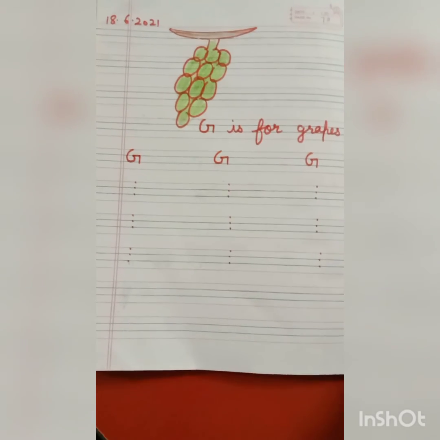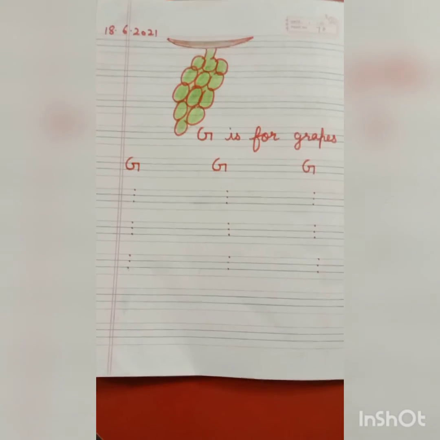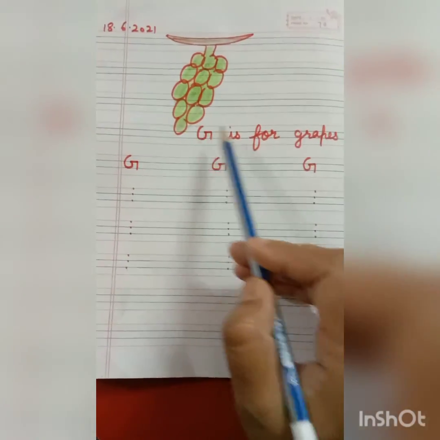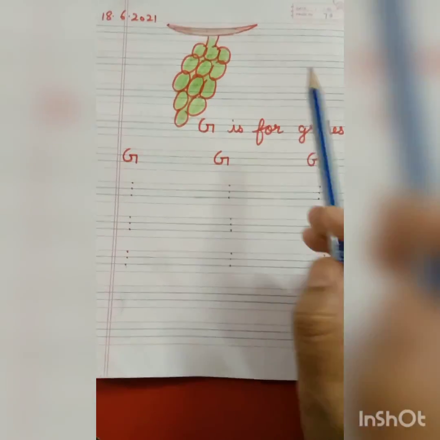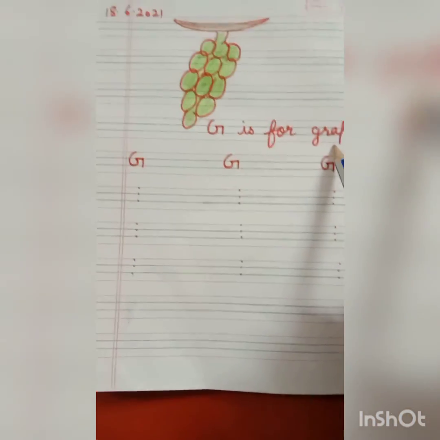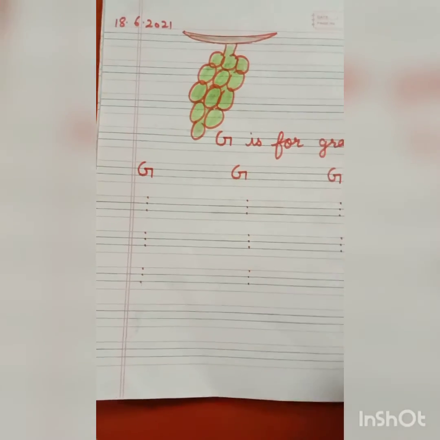Good morning, students. Today I am going to teach you capital letter G. G is for grapes. Everybody repeat after me. G is for grapes. Let's start our class, students.